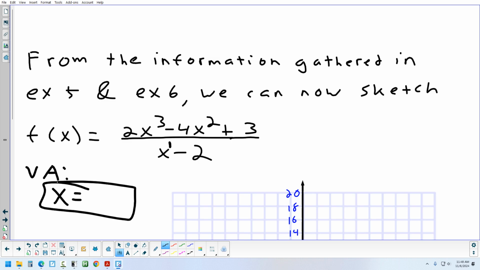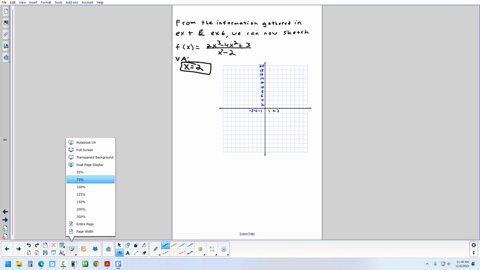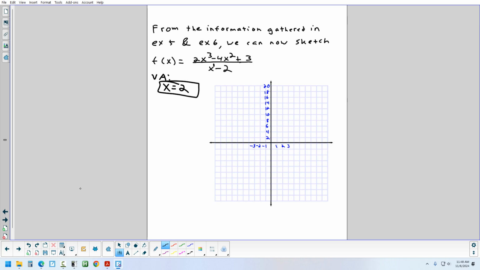Does anybody see what would make the denominator 0? 2. So that's your vertical asymptote. Let's draw a line at 2. That is going to break my graph into two pieces. Think of a vertical asymptote like it cuts a piece of string. You just made two separate parts.